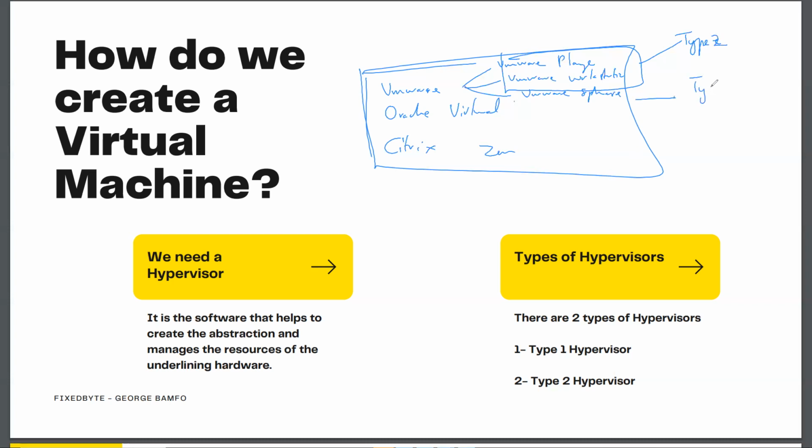Now this is a type 1 hypervisor. This is also a type 2 hypervisor. This can be, I think it's a type 1 hypervisor as well. So basically, we have various types of, I think they may have their own type 2 as well. I may be wrong, but yeah. But these are the various types of hypervisors that we have in the market. And there are a few others as well that you could also find anywhere.